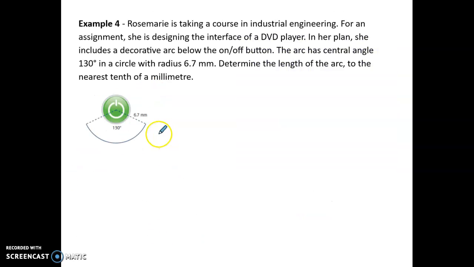Here we've got example 4. Basically this engineer is looking at making a decorative arc below the on-off button of a DVD player. The arc has a central angle of 130 degrees, so my angle is 130. The radius is 6.7 millimeters. We want to find the arc length. So we're going to use our formula A equals the radians times the radius.